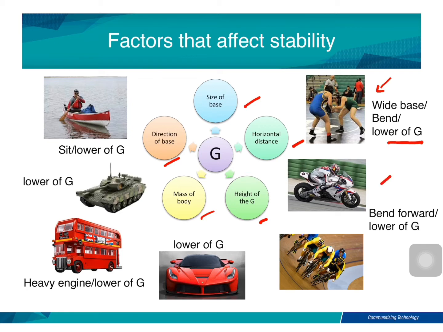And also refer to these bikers and this one. Everyone needs to bend to make a lower center of gravity. Why? Because we need more stability. And then you can compare this double-decker bus with this sport car. Which one is more stable? Definitely this sport car, because it has a lower center of gravity compared to this double-decker bus. And this one compared to this figure, it also has the lower center of gravity.